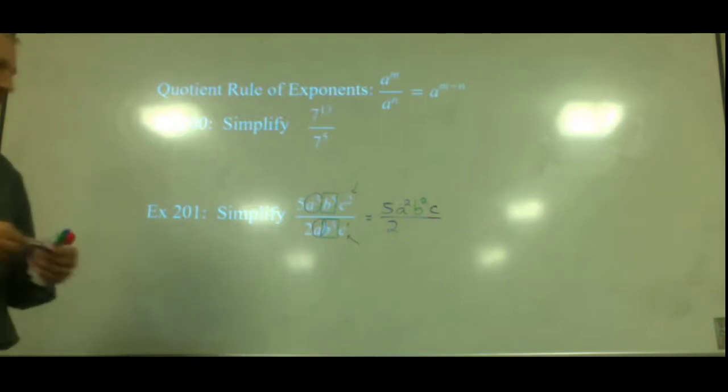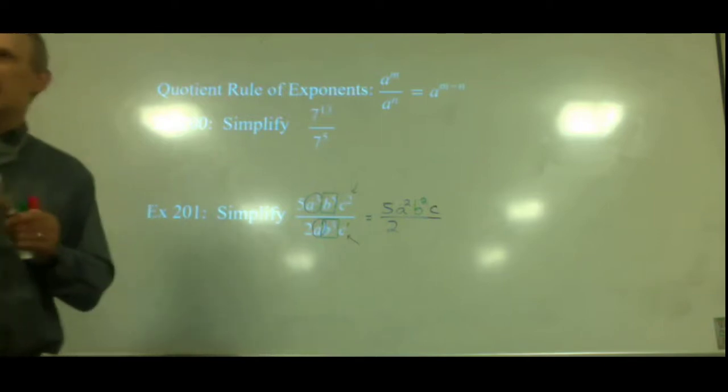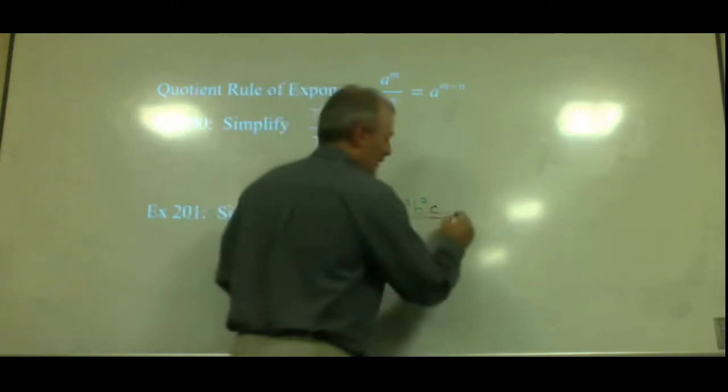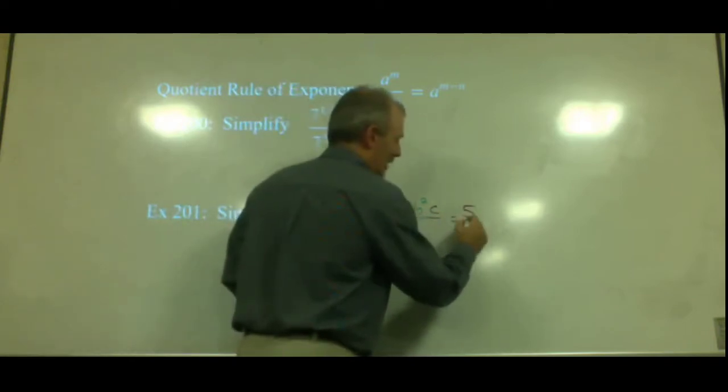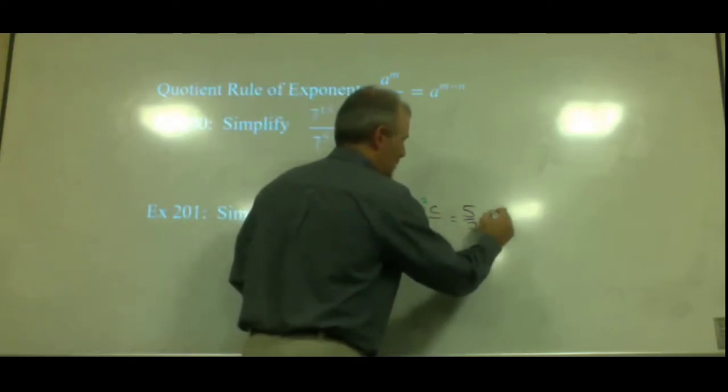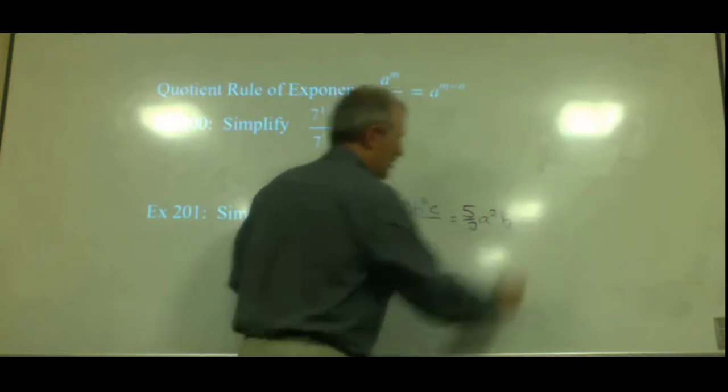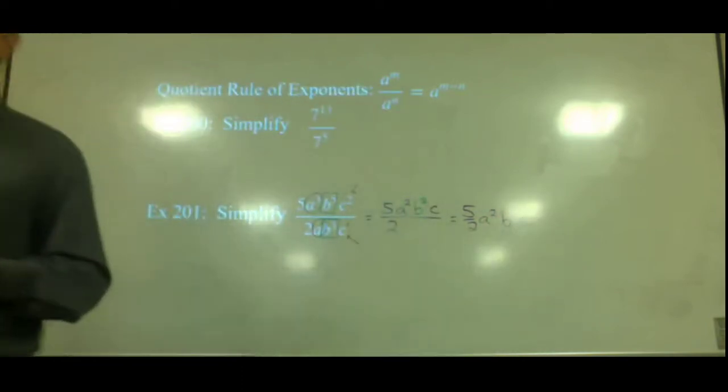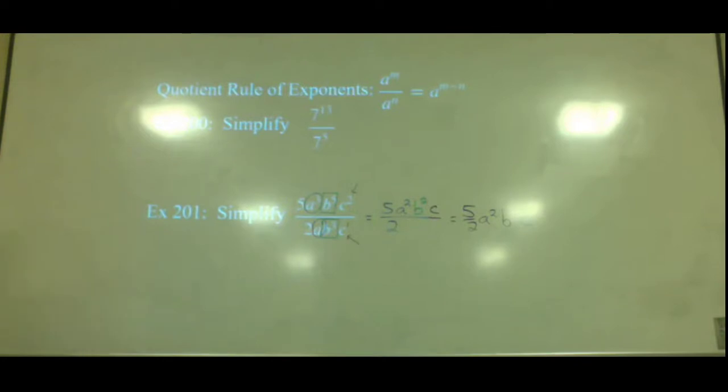Now, one thing that I will mention, and you'll see this sometimes, so just so that you know, this can also be written as 5 halves a squared b squared c. You might just see the a squared, b squared, and c written off to the side, and the number part as a fraction. So they both mean the same thing, and I'm okay with either one of them.